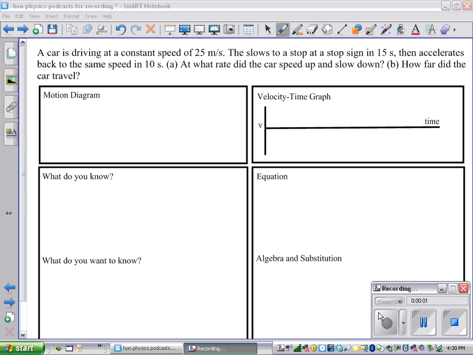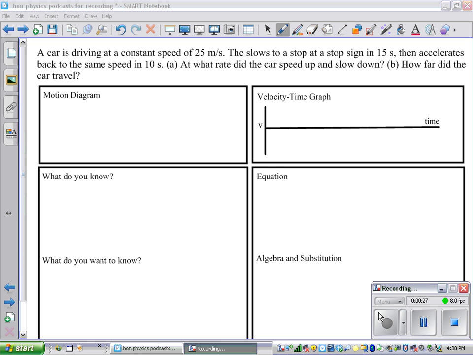In this podcast, I'll explain to you how to solve a one-dimensional motion problem. The problem reads, a car is driving at a constant speed of 25 meters per second. The car slows to a stop at a stop sign in 15 seconds, then accelerates back to the same speed in 10 seconds. At what rate did the car speed up and slow down? How far did the car travel?